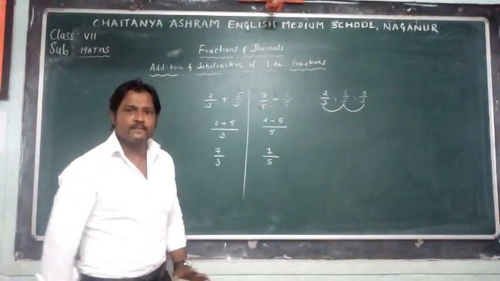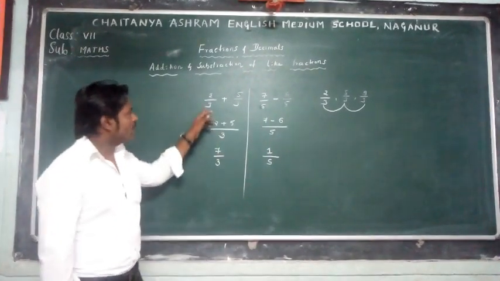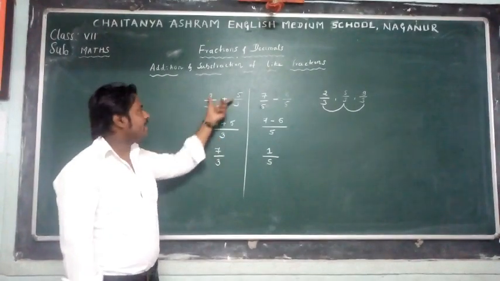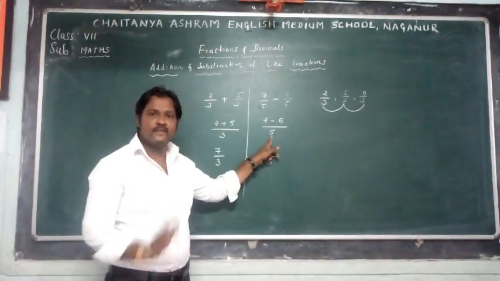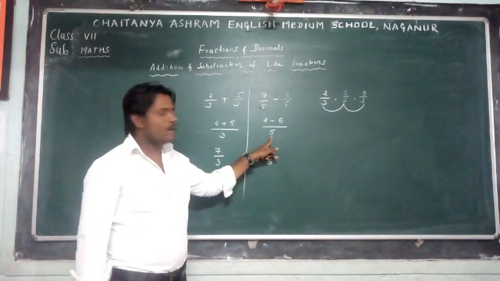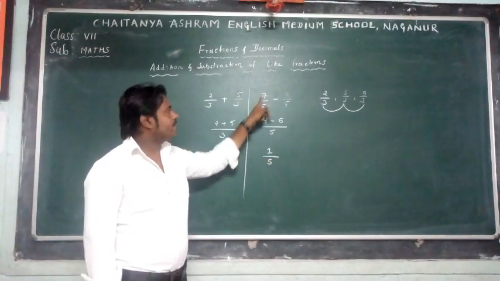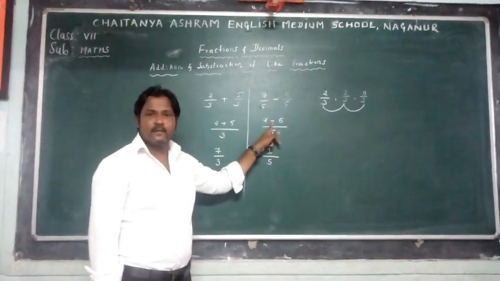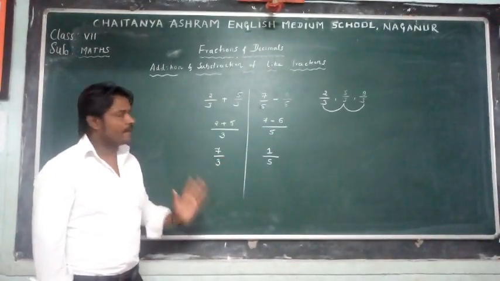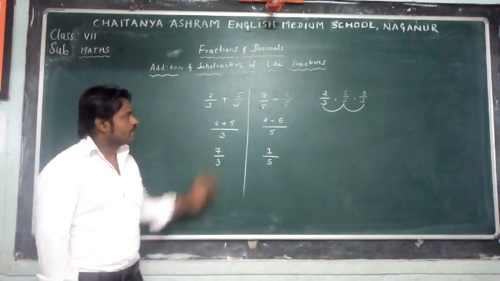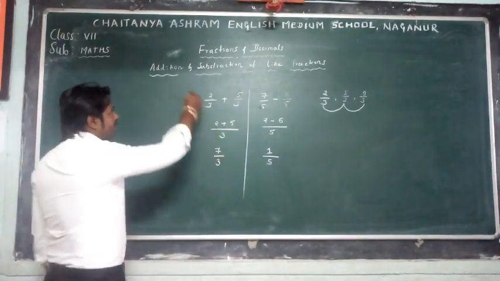It is very easy. So write the denominator as it is, add the numerators. Here also write the denominator. They have same denominator, no? Write that denominator and find the difference of the numerators. Then simplify. Clear? Okay. Write down. These are the examples.